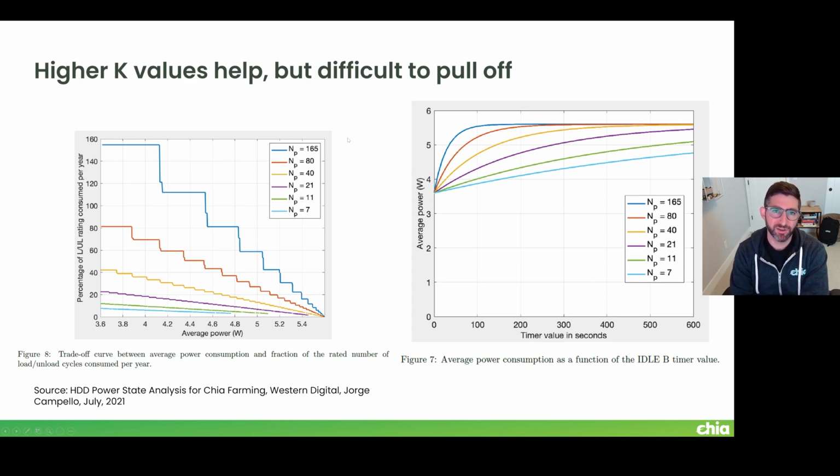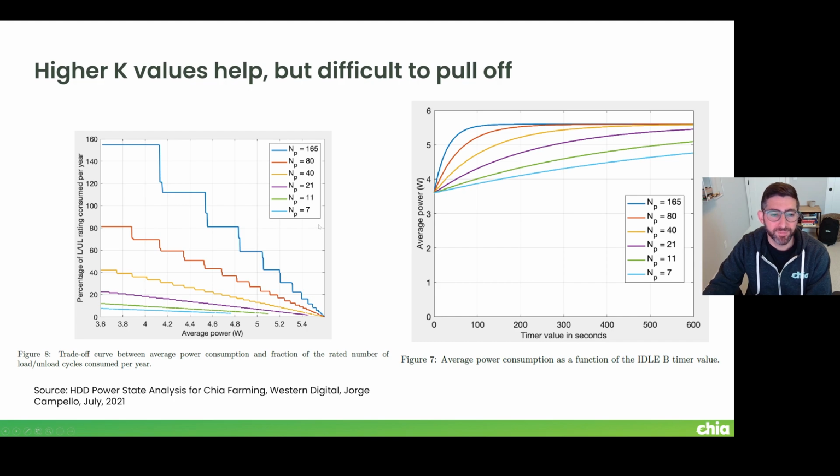Now, Western Digital has done a deep study on this, looking at everything from changing the timer settings, to changing the plot filter to number of K values, and the number of plots per drive, which is determined by the K value. So you can see this N of P equals 165. That was basically K equals 32 for an 18 terabyte drive. N equals 80 is K equals 33. This orange one, N equals 40, is K equals 34, 35, 36, 37.